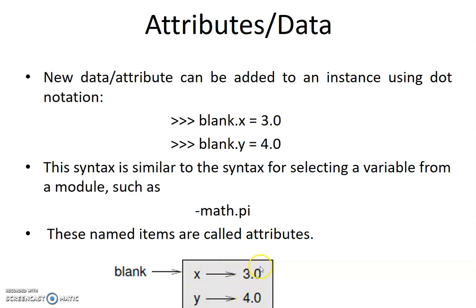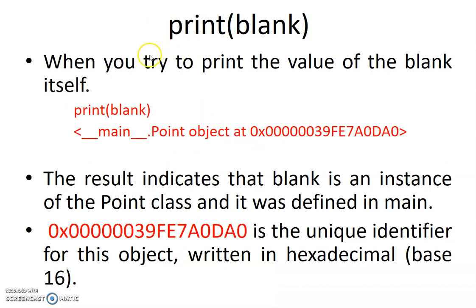So we are going to assign the values, the x and y are the instances. We are going to assign the values for those instances. So these are called the attributes. How can we print the blank? When we are just printing a blank, we are not able to access any values associated with it. It just prints what this object is, where it has been created, and what type it is.